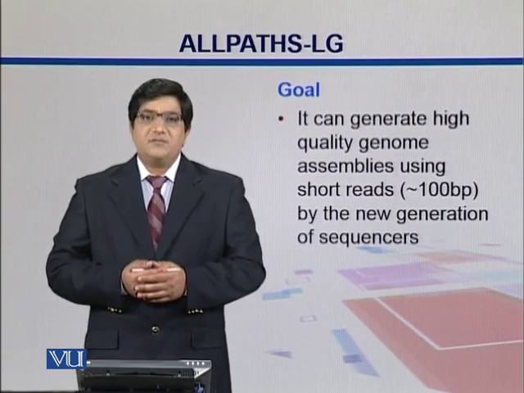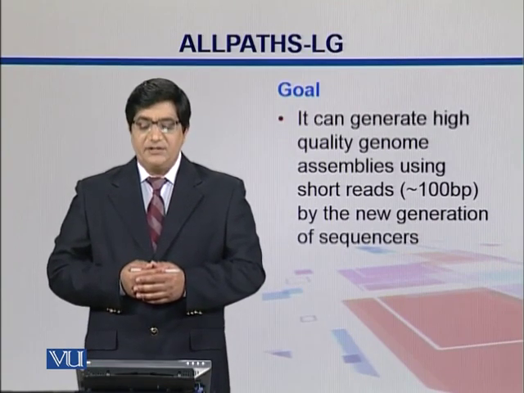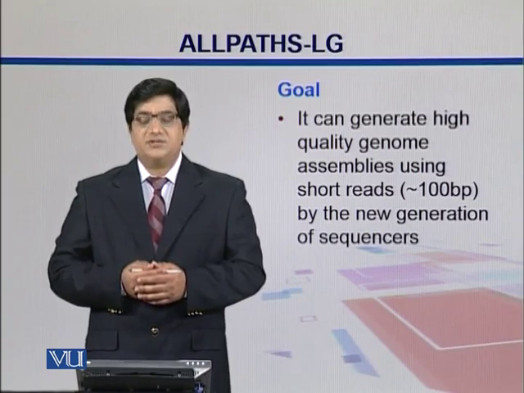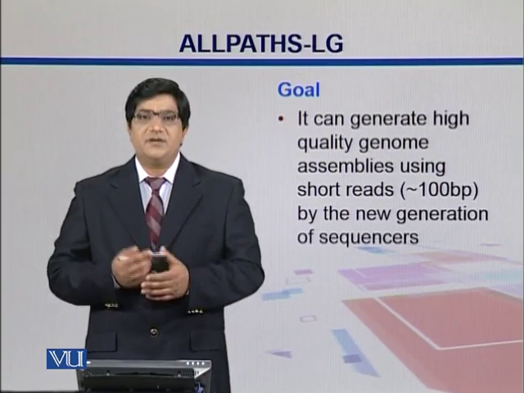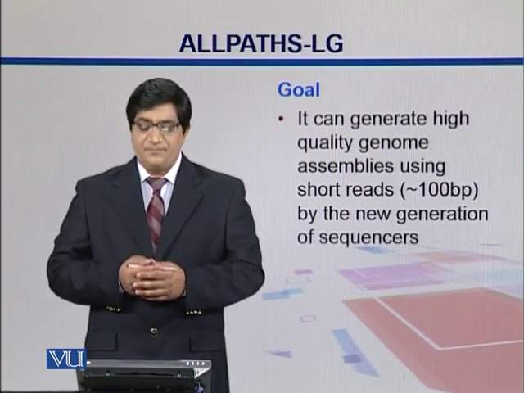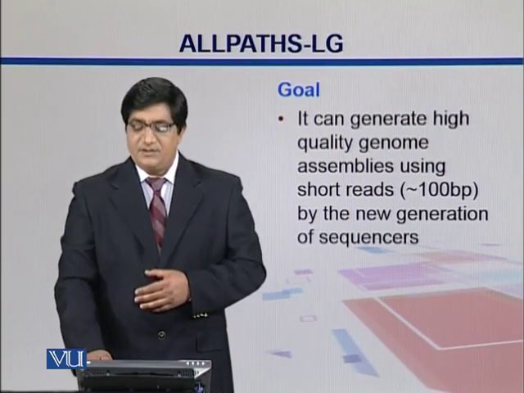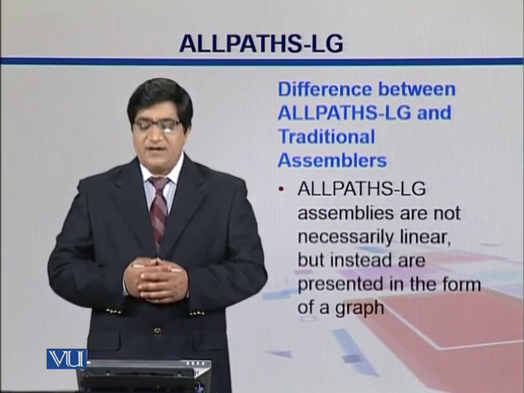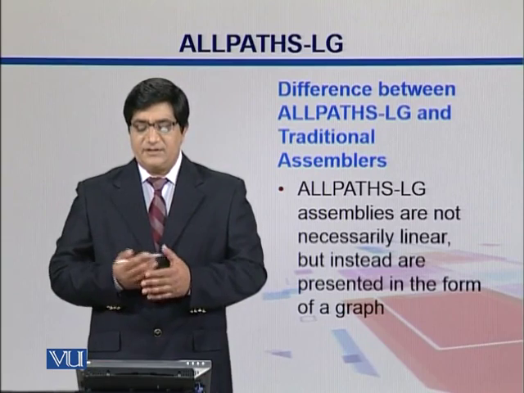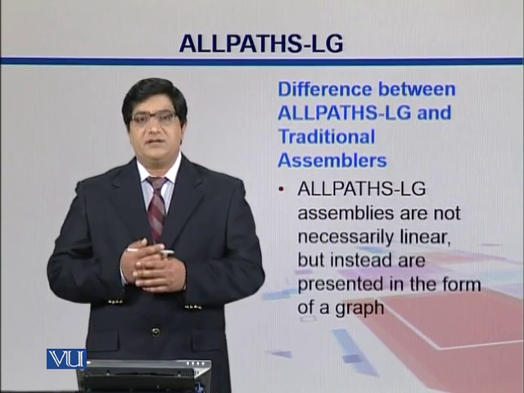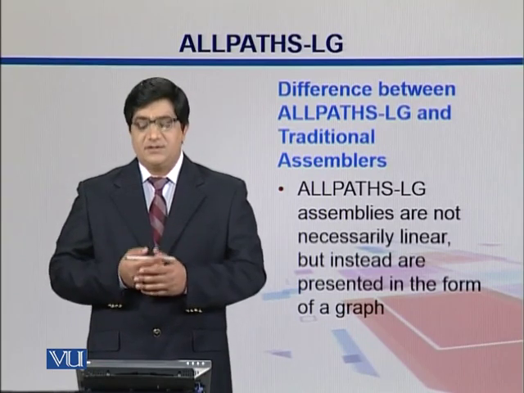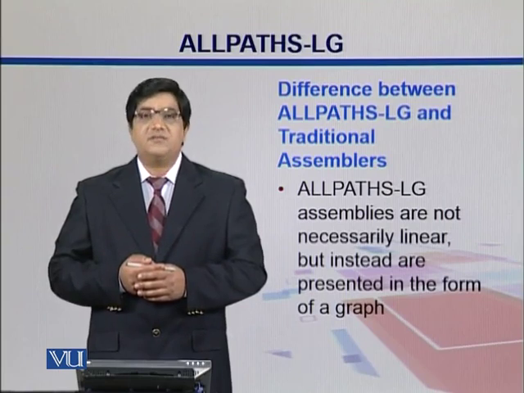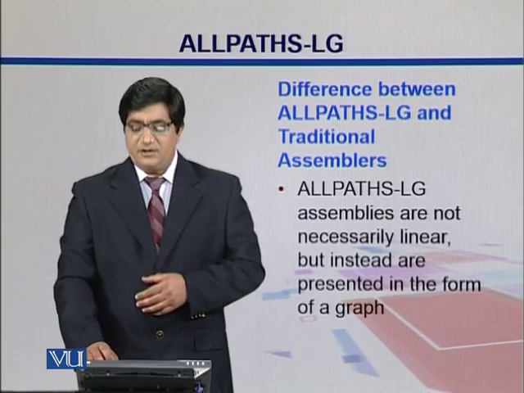The goal of this assembler is to generate high quality genome assemblies using short reads, approximately 100 base pairs, which mainly come from machines like Illumina. Assemblies are not linear, so it's not putting them together in a linear fashion. It presents those assemblies in the shape of graphs. I will look into this algorithm later on.